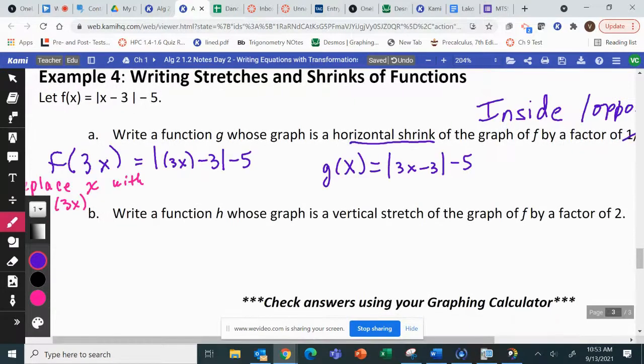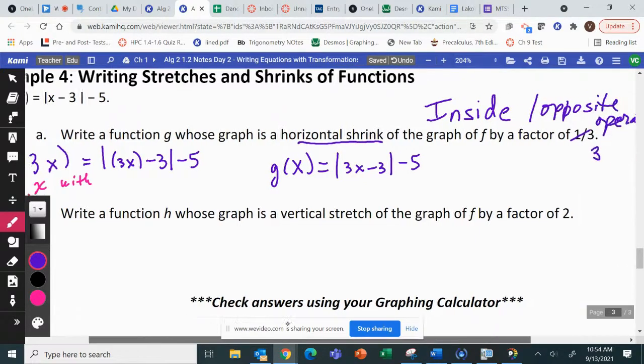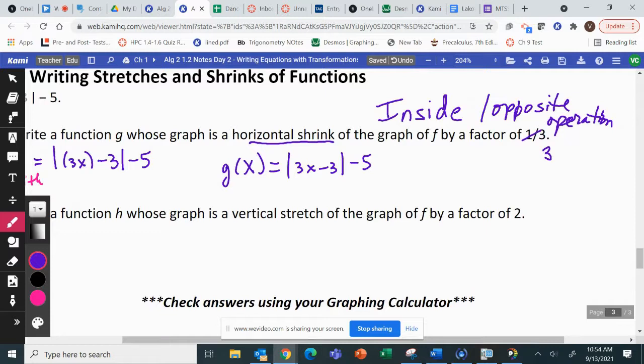Why do we replace x with 3x again? Because it's horizontal. So the horizontal kind are the ones that replace. And because the factor is 1/3, we have to flip it and use the number 3 instead.